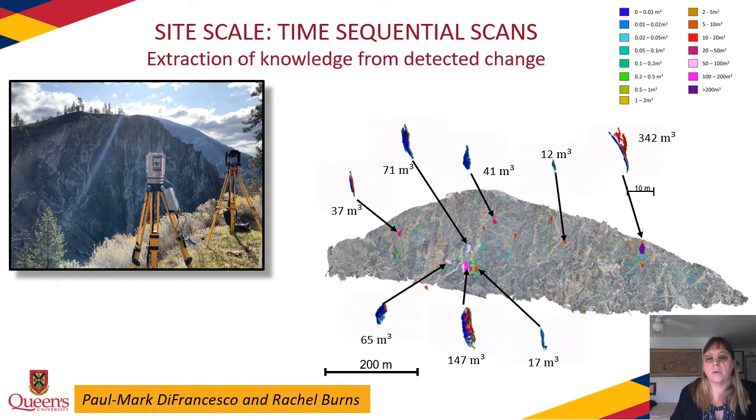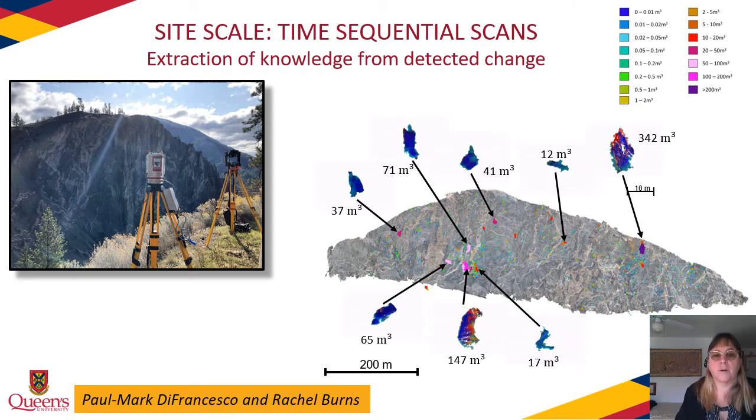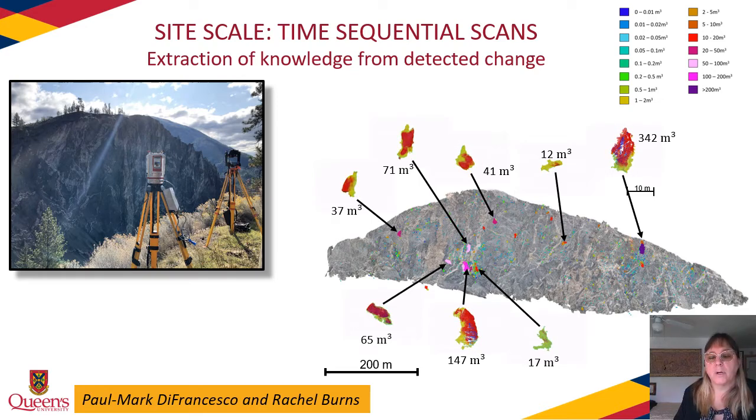What's shown in the image are the larger volume rockfalls that have occurred over a 3-year period with the volume attached. And so this gives you an idea of the kind of information we can get when we have time sequential scans. Now these are taken every few months, in contrast to, again, Gabe's work, where he's getting much more continuous data, as we saw in the previous presentation.